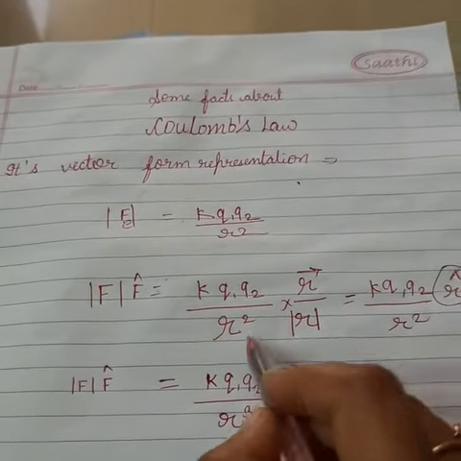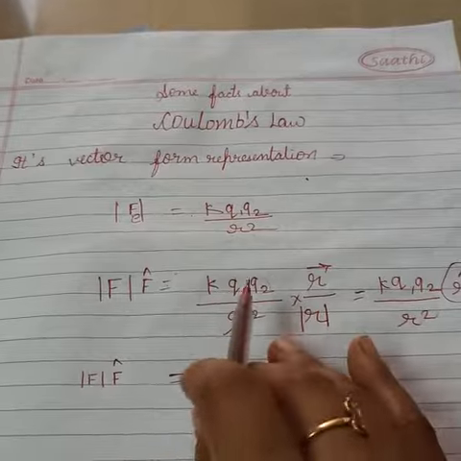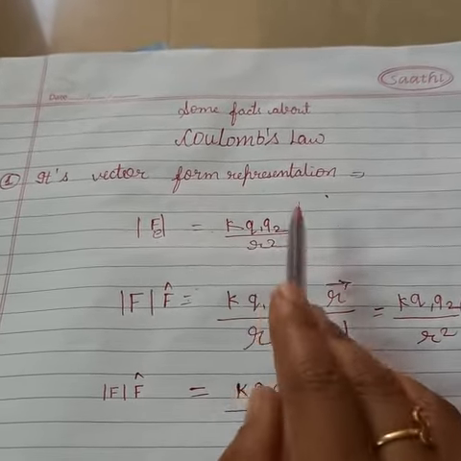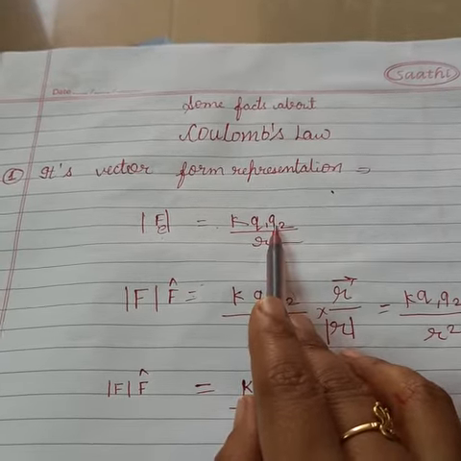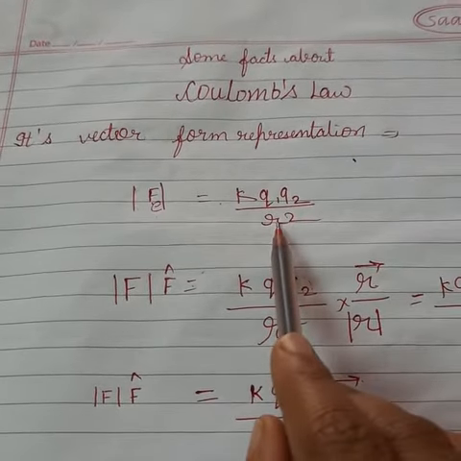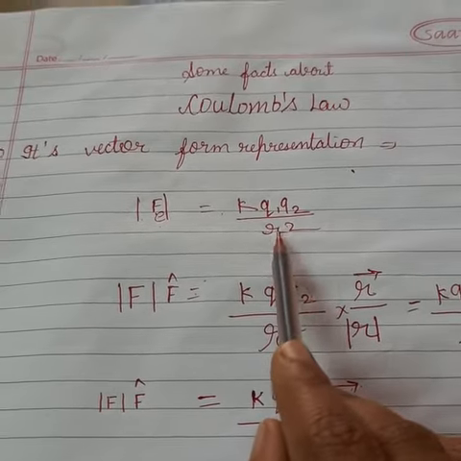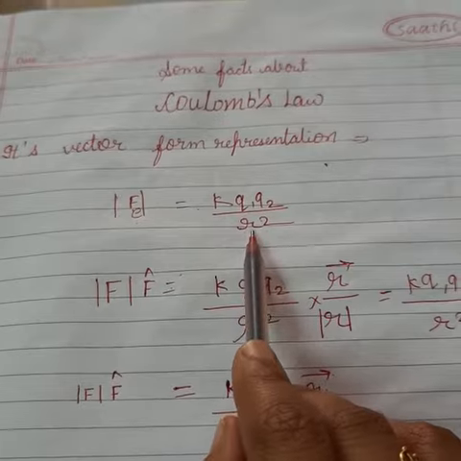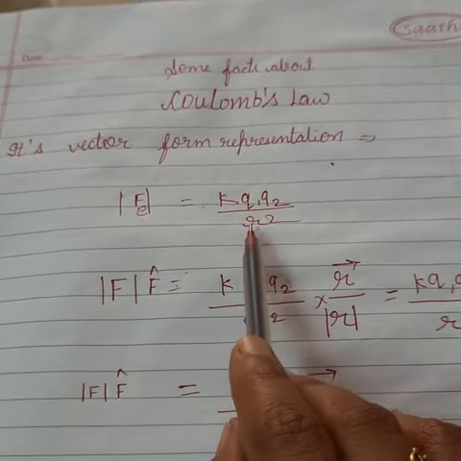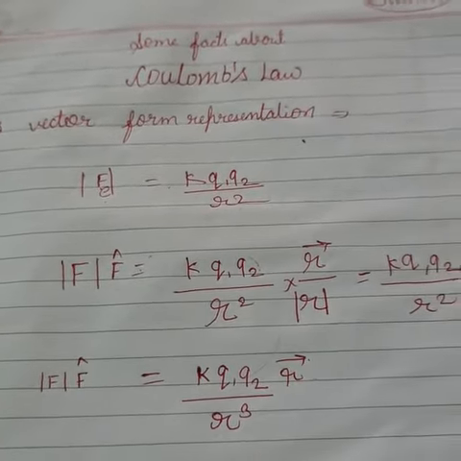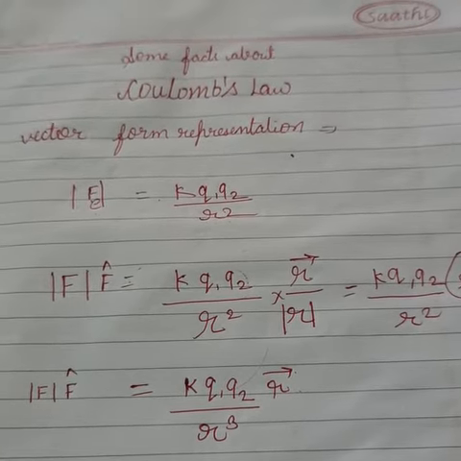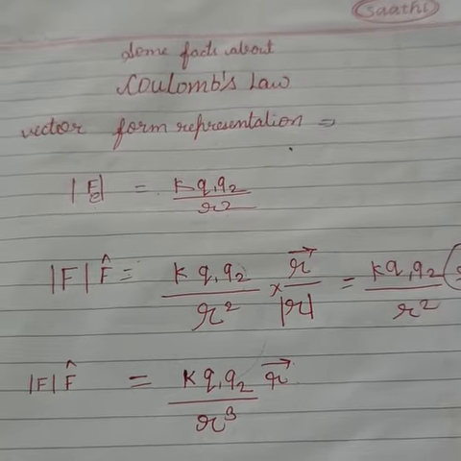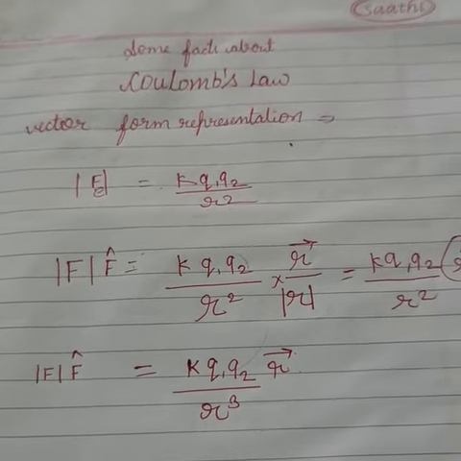Now the most important thing comes here. Q1 is a scalar quantity, Q2 is a scalar quantity, but R square, this is a displacement or the distance. Only this R can be a vector here. So only this R can be used to represent the vector representation of an electrostatic force.